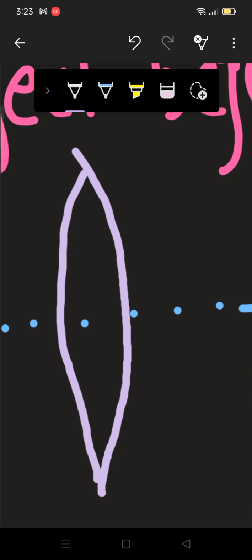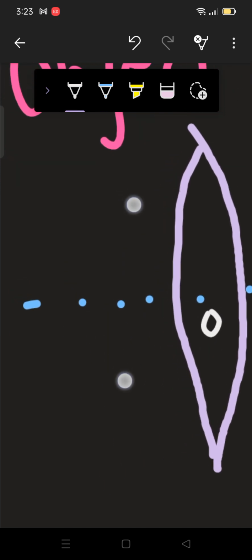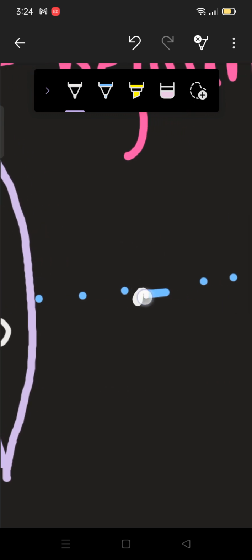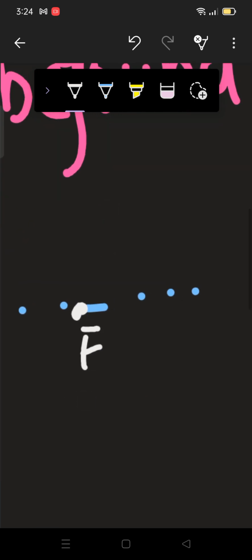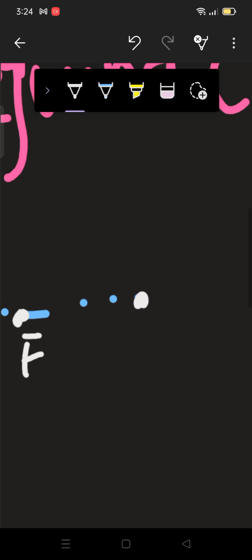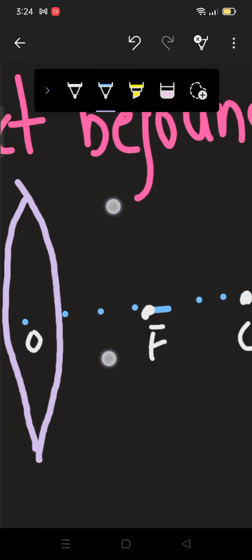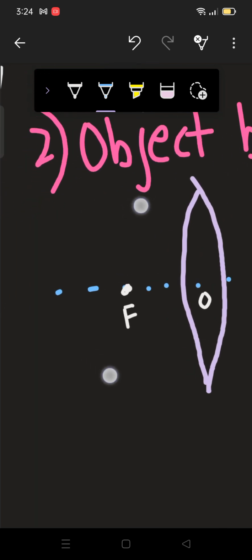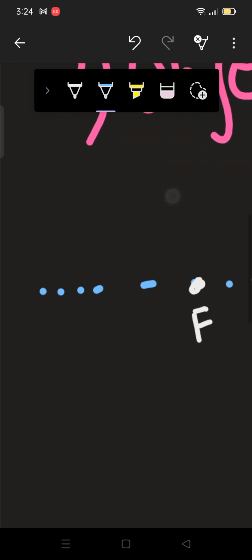This is the optical center. Here we have f. Here we have c, because c is the double of f. The center of curvature also lies on the principal axis. So here we have the center of curvature.